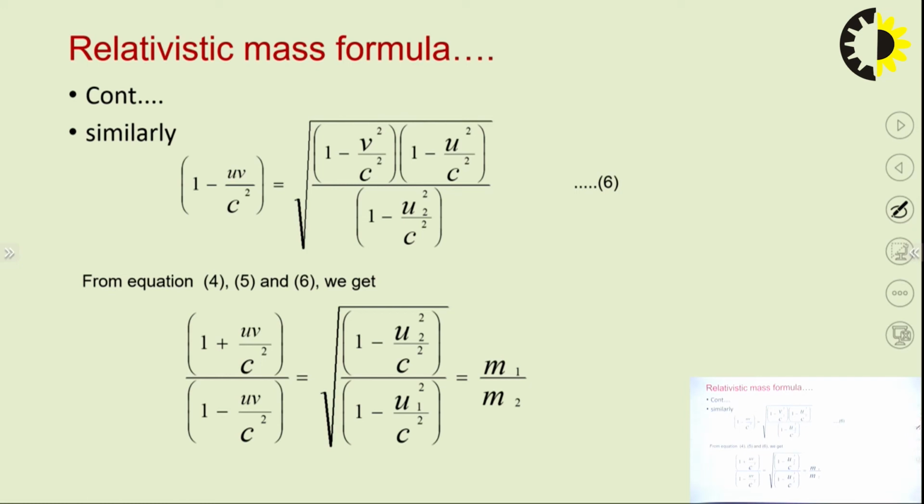So, on similar ground we can relate 1 minus uv by c square to u2. So, from equations 4, 5 and 6 we get 1 plus uv by c square divided by 1 minus uv by c square is equal to under root of (1 minus u2 square by c square) over (1 minus u1 square by c square), which is equal to m1 over m2.